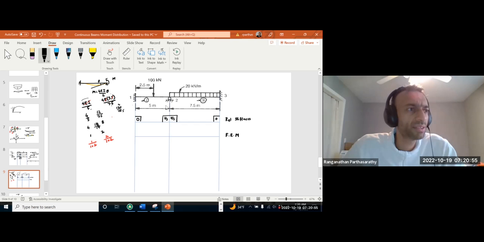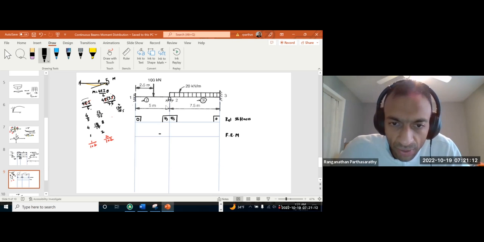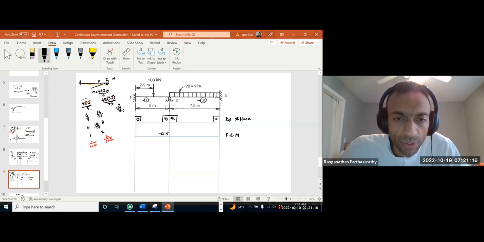So we said at the joint, clockwise is positive. So this will be negative. This will be positive.